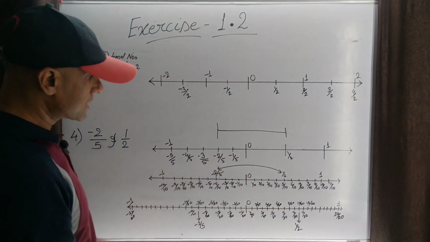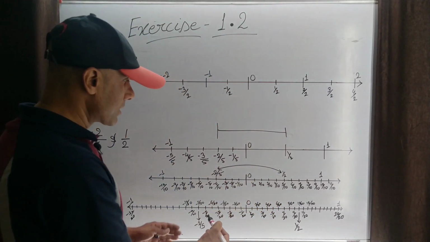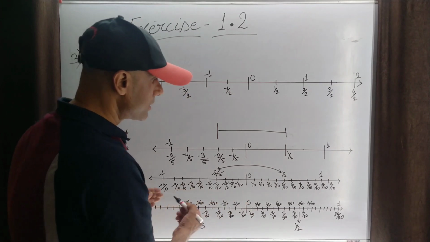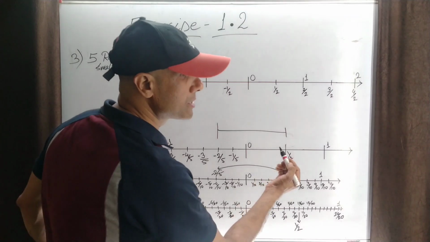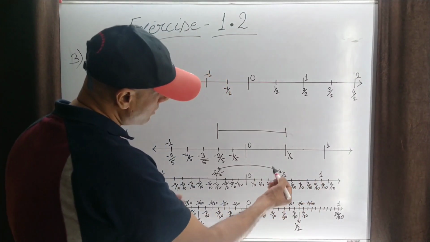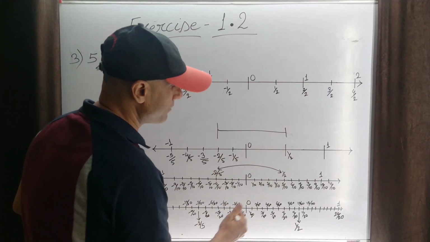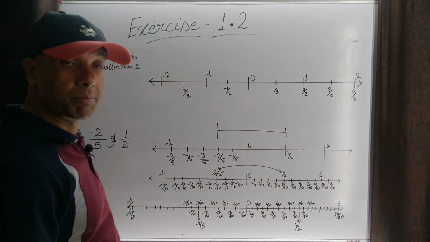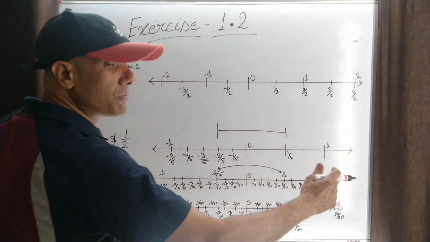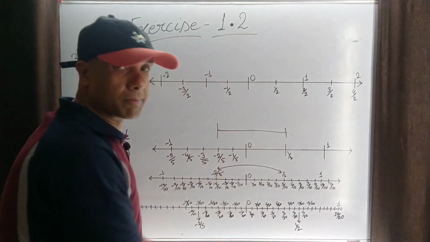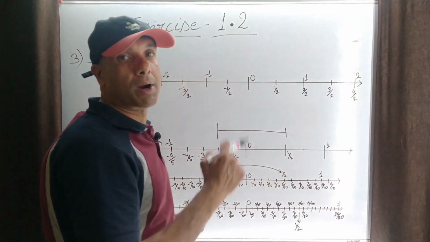So we have to find 10 rational numbers between these. Correct? Let's count: 1, 2, 3, 4, 5, 6, 7. On this number line, taking the LCM and dividing each segment into 10, we are only able to get 7 rational numbers which lie between minus 2 by 5 and 1 by 2. Correct? But how many do we want? 10. So we have to further divide. We have to find more numbers in between. How can we do that? We can divide each segment into more parts.